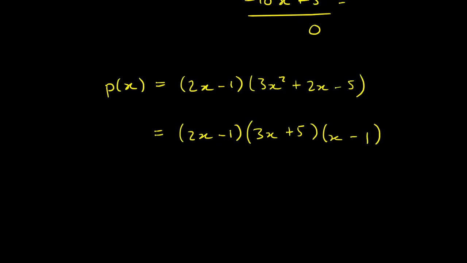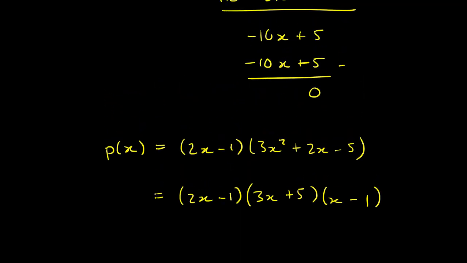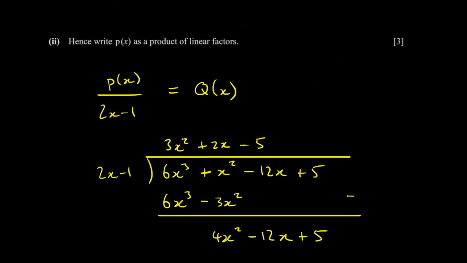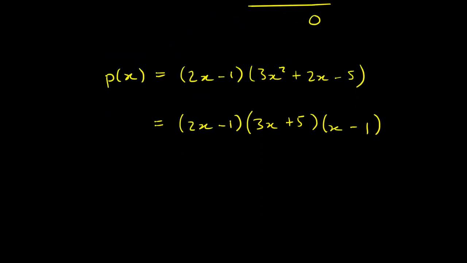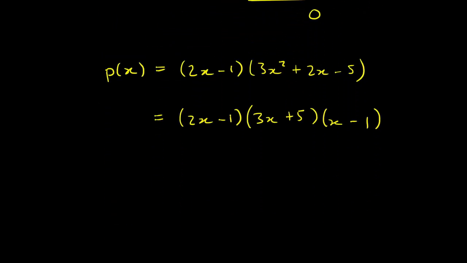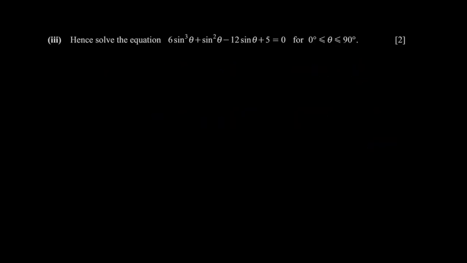The reason for that is if I was to multiply through, 5 times by x is 5x, 3x times by negative 1 is negative 3x. So 5x minus 3x is 2x, so that works out. Okay, so what else are we required to show? No, that's it. We've written it as the product of linear factors. Okay, so I think we just got one last part.